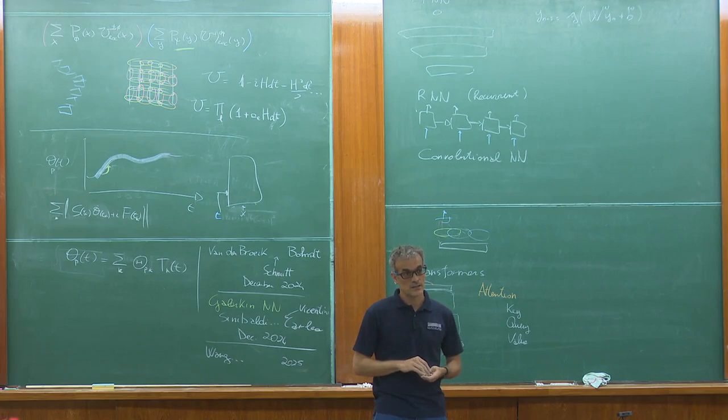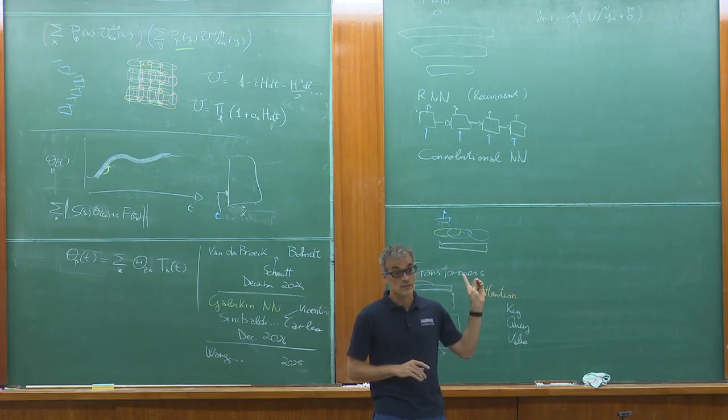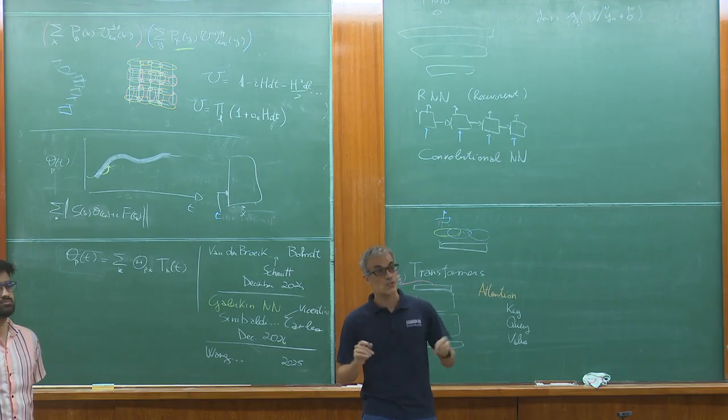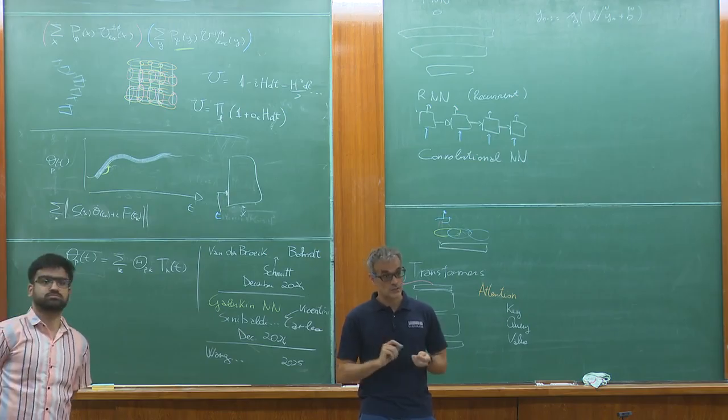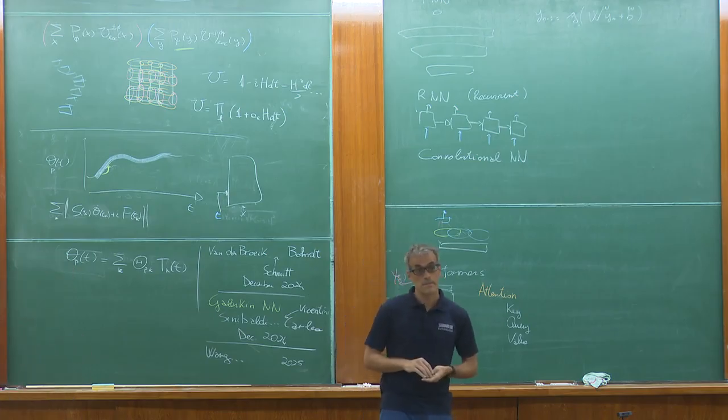Yes. But my point is that if you look at the RBM, you don't have terms like xi, xj, okay? You only have xi, hj, okay? And you also don't have terms hi, hj, okay? That's the key.